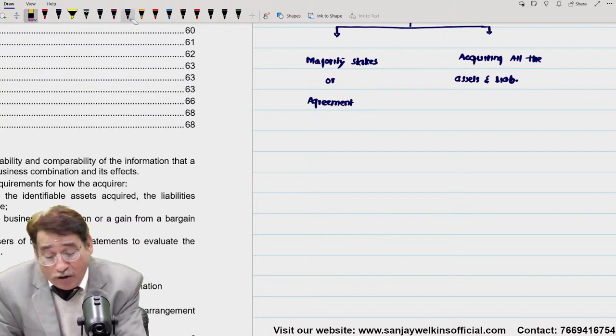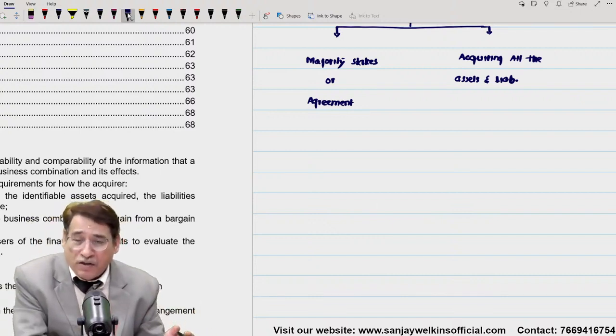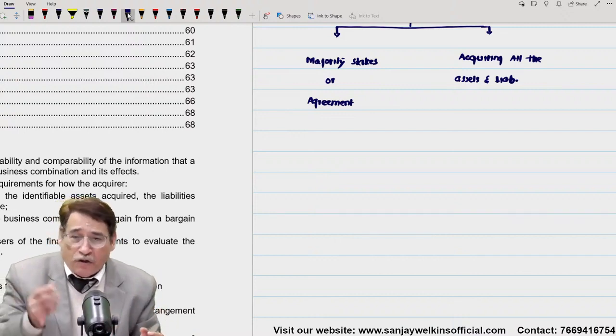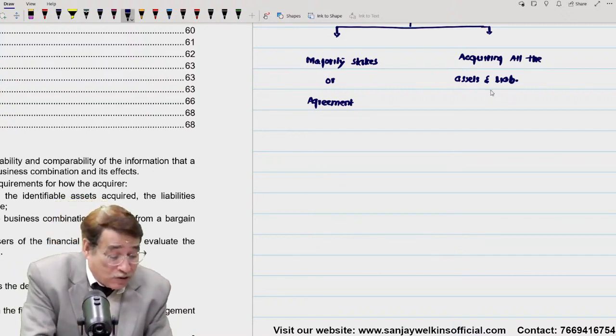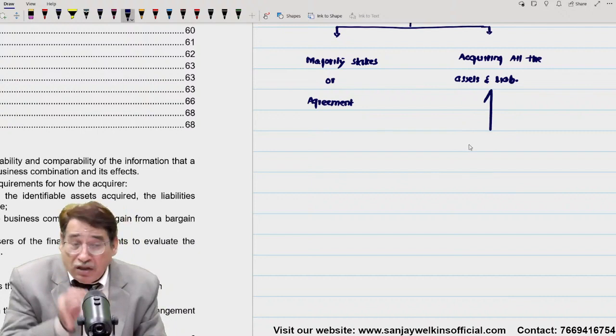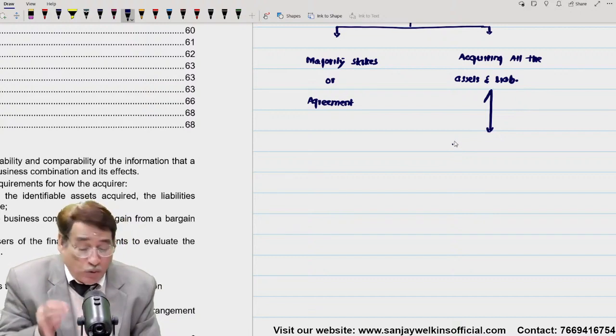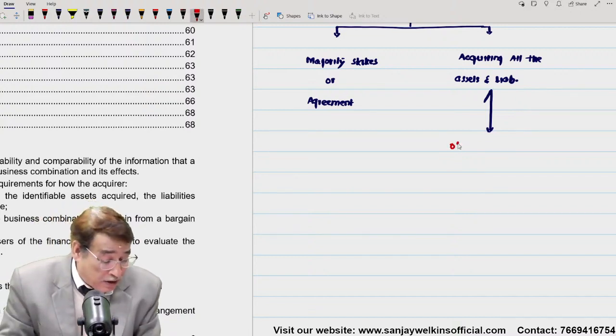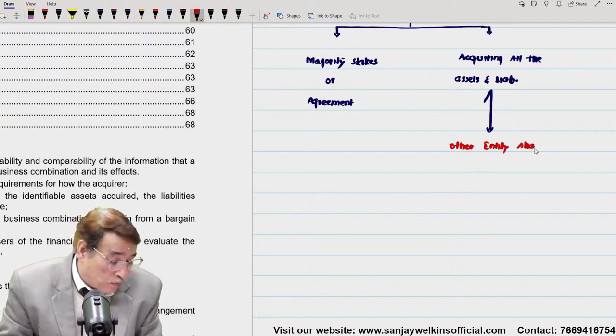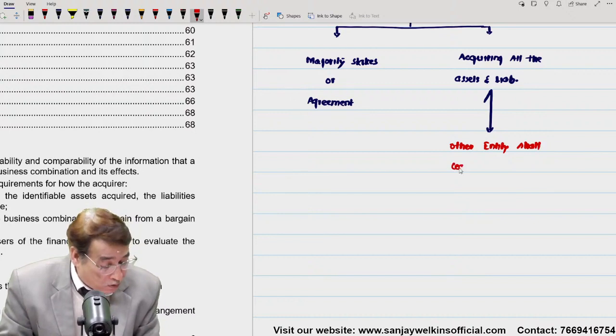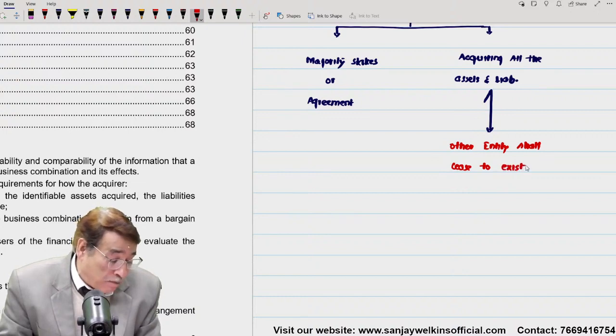When you have acquired all the assets and the liabilities of the other entity, how can the other entity function? Just think for a moment. It is not possible. So you must understand, when we get control in this manner, the other entity will cease to exist. Is it clear to you or not? Other entity shall cease to exist. Now, the other entity in this particular case will come to an end.